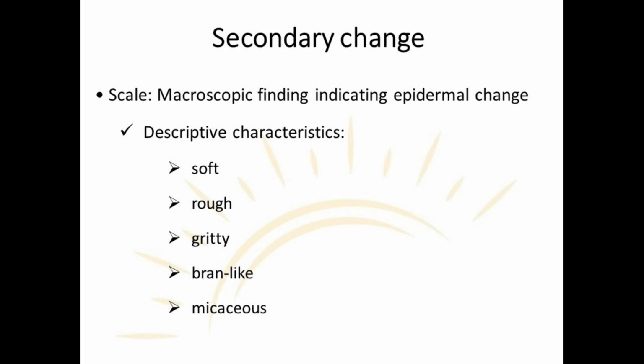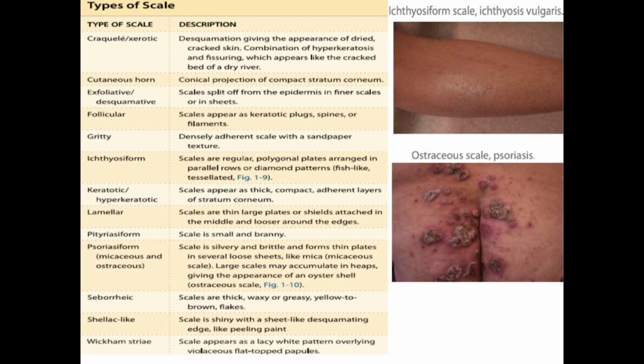Secondary change, epidermal or surface change. Scale is the macroscopic finding indicating epidermal change, usually stratum corneum. Descriptive characteristics are soft, rough, gritty, bran-like, and micaceous. This table shows type of scale and its description. Craquelé or xerotic is dried and cracked skin appearance. Cutaneous horn is conical projection of compact stratum corneum.